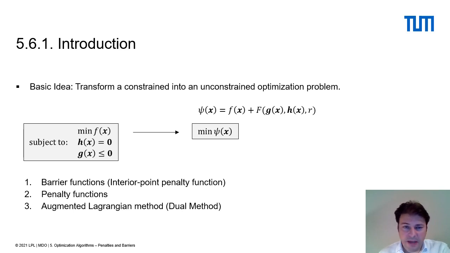So the basic idea of the penalty and barrier-based methods is that you turn a constraint into an unconstrained problem by adding a term to the objective function. And this term here will penalize violations of your constraints.